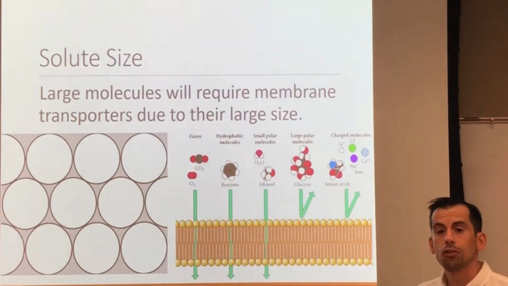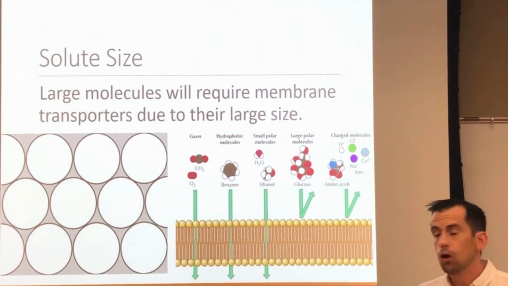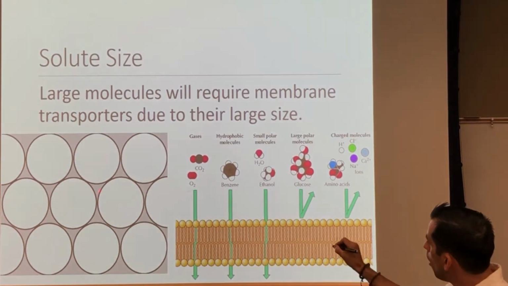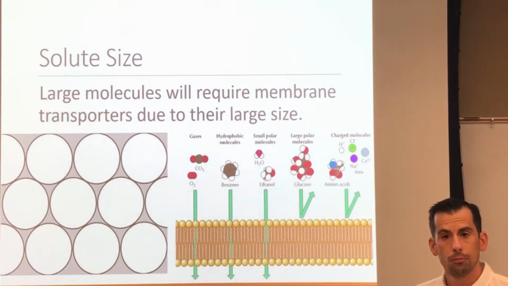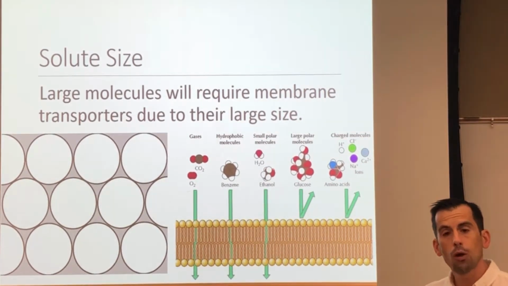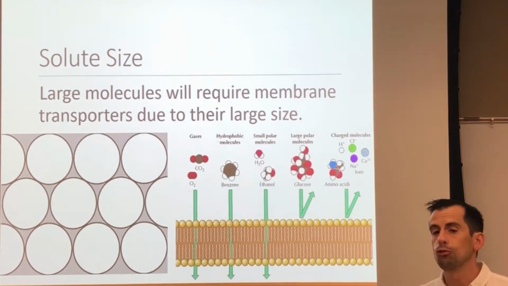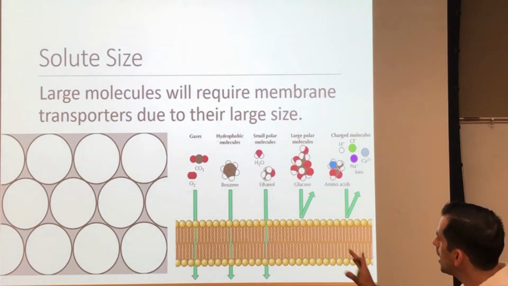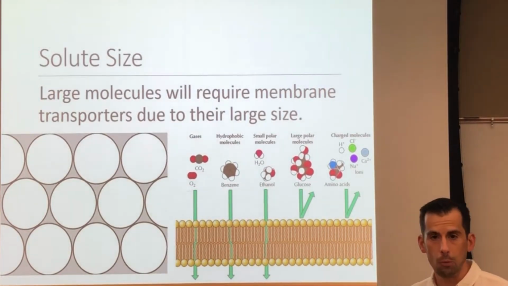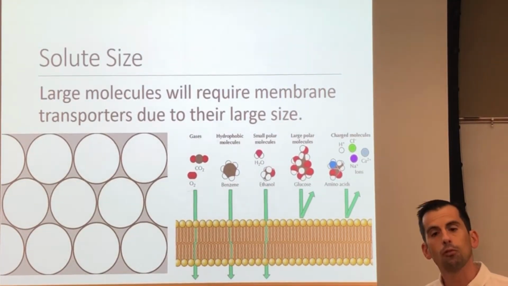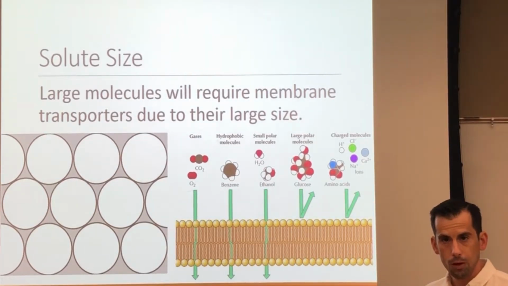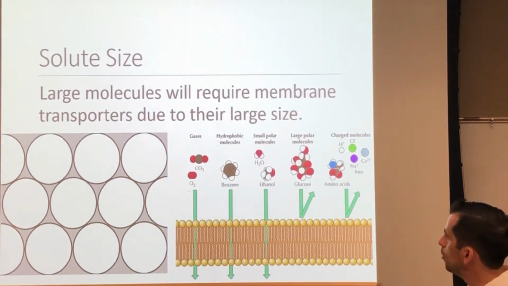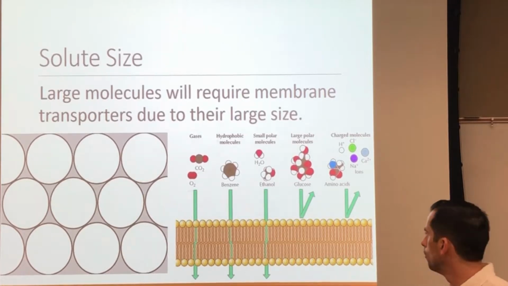As far as size is concerned, we are dealing with these small openings between the phosphate heads. So not only do large molecules diffuse through a solution slower in general, but they can't make use of the smaller openings that we see in the middle of those phospholipid molecules. So we're going to require more facilitation to get those large molecules across.